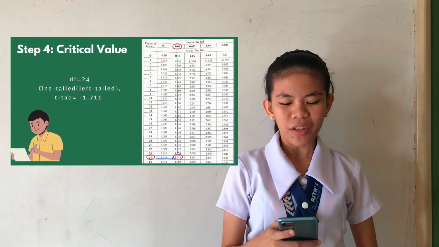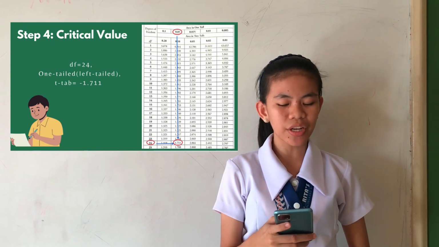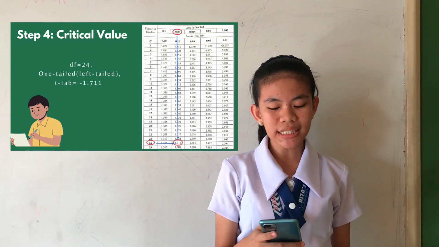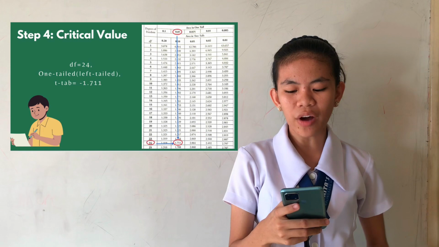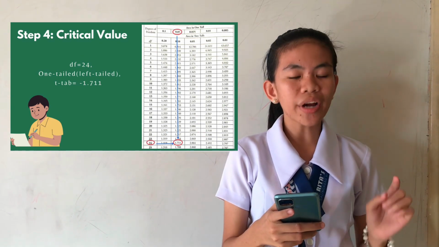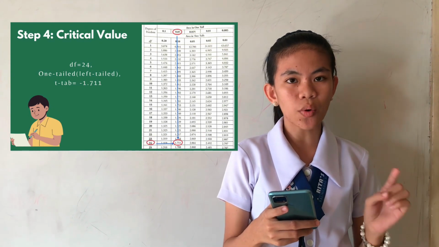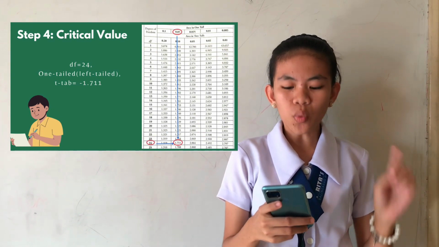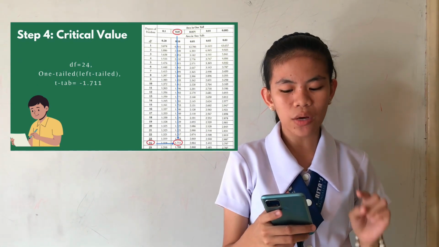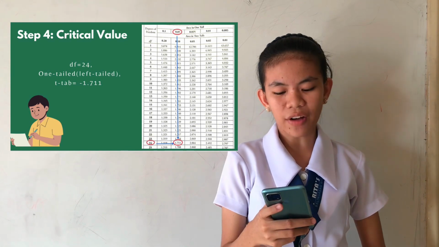Step 4. Finding the critical value. Since the t-table contains degrees of freedom and area in one-tailed and two-tailed, we need to find those values first. Find the degrees of freedom, where n is equal to the sample size. Degrees of freedom is equal to n minus 1. 25 minus 1 is equal to 24, since our sample size is 25.